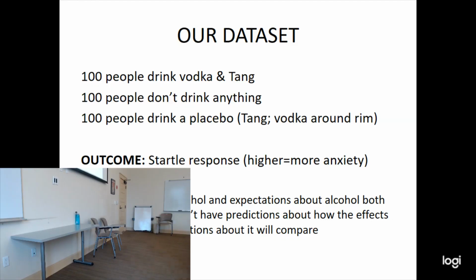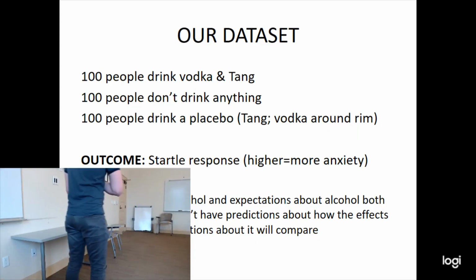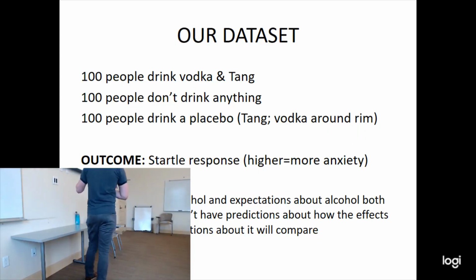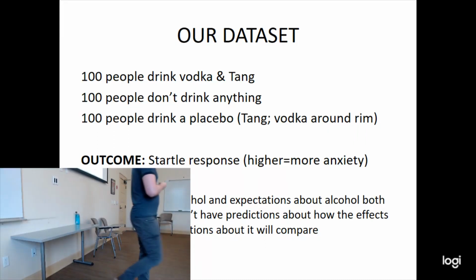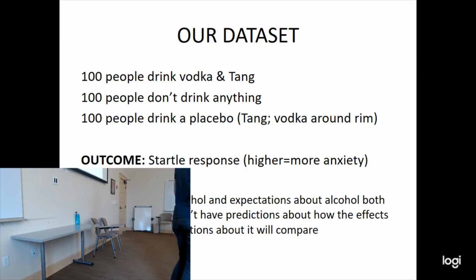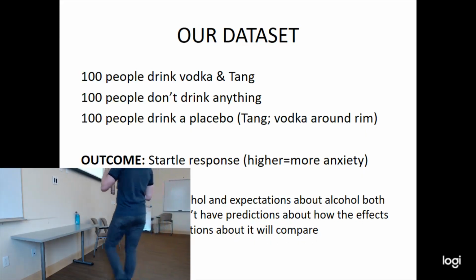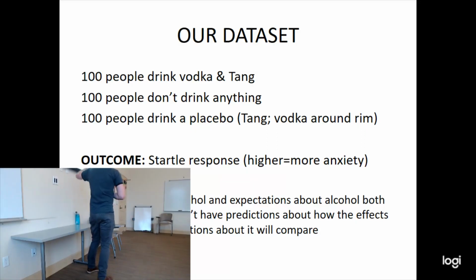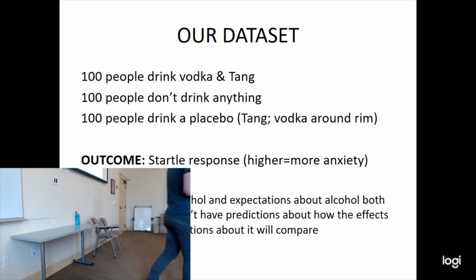We have a specific hypothesis that we're interested in, but it looks a little bit different from when we were looking at custom contrasts. So specifically, we're predicting that both alcohol and expectations about alcohol, as manipulated by the placebo, both have an impact on anxiety, but we're not sure how the effects of alcohol are going to compare with the effects of expectations. We just think that both of them are going to have some sort of effect.